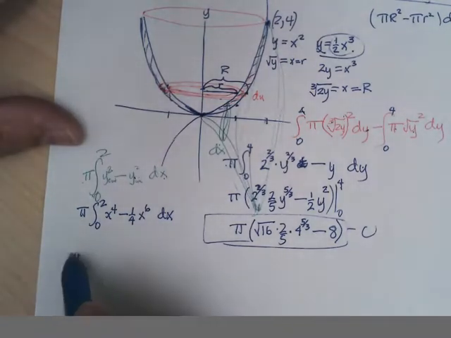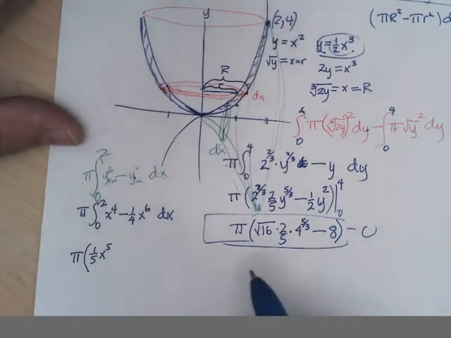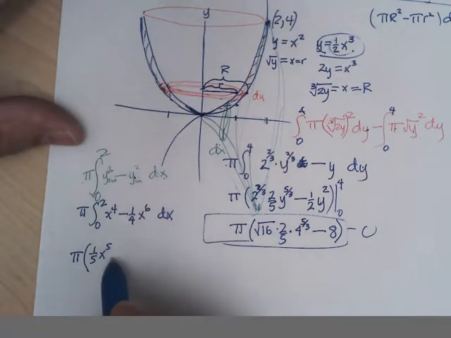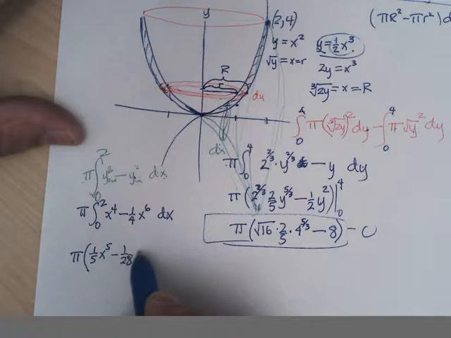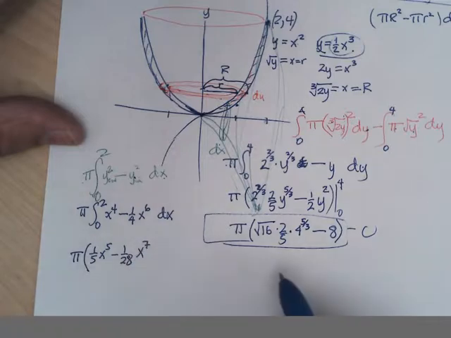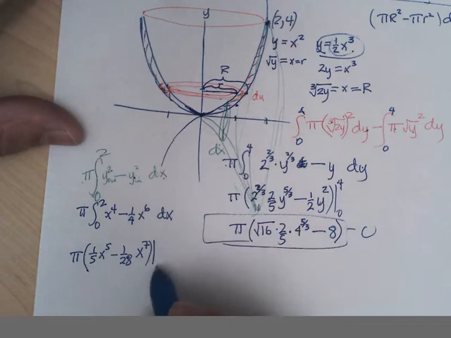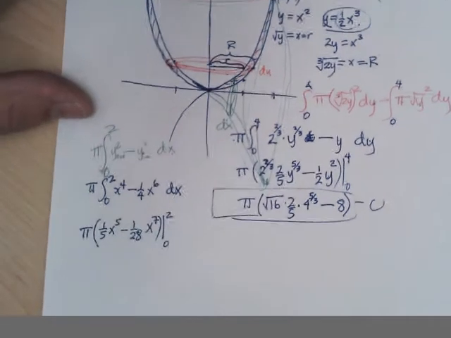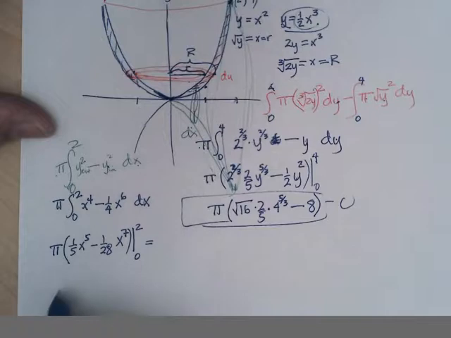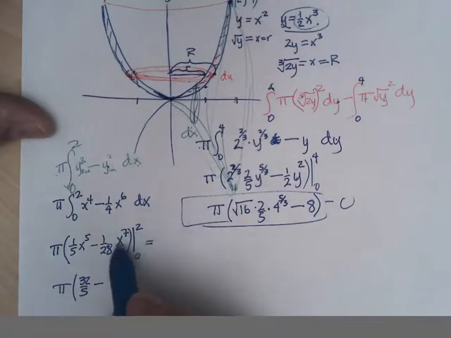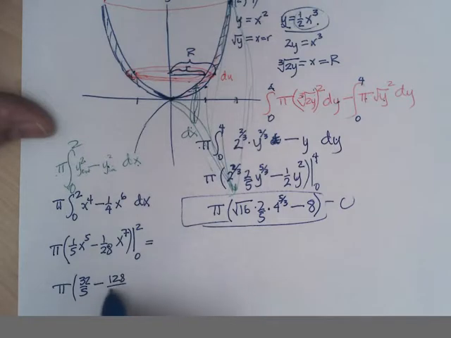It's going to be pi x to the 4th becomes 1/5 x to the 5th if we take the antiderivative, and this becomes minus 1/28 x to the 7th, evaluated from 0 to 2, which would become, putting 2 in here, we get 32/5 minus 128 over 28 minus 0.